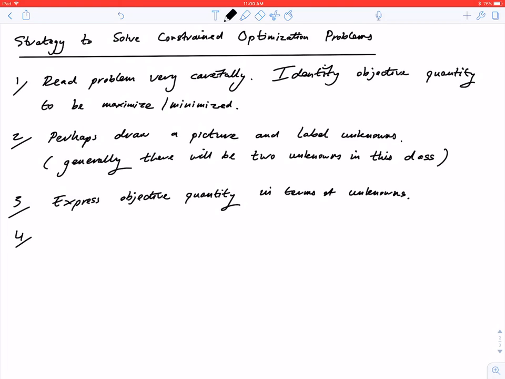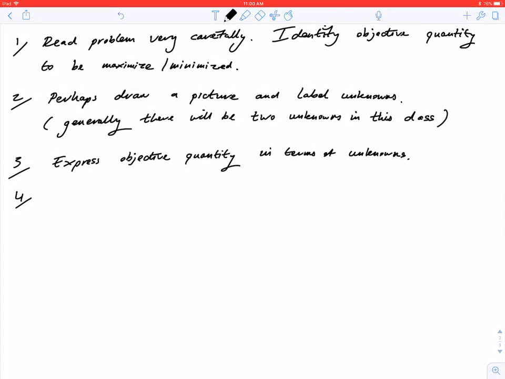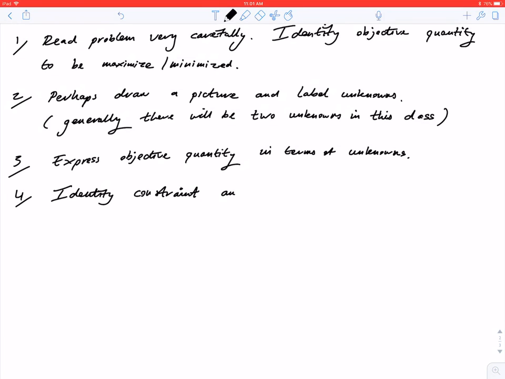Next, identify the constraint. That means there'll be something in the question which restricts the picture in some way. In the previous example, the objective was finding the sum, but the constraint was the product had to be 100. So we want to identify the constraint and express it as an equation in our unknowns. In the previous example, the constraint could be represented by the equation x times y is equal to 100.